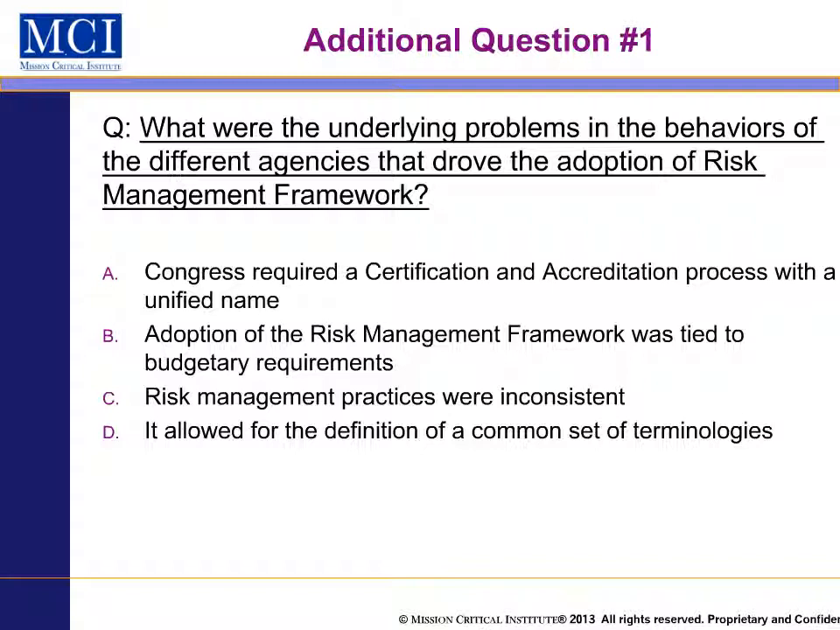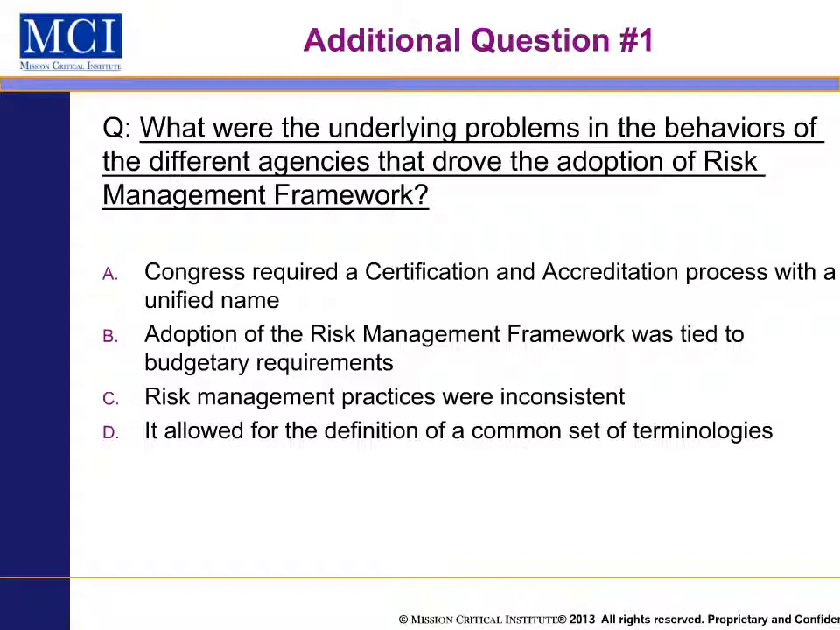Well, think about the previous question. We said that whenever you see certification and accreditation, that may set off red flags for you because it should be assessment and authorization if we're talking about risk management framework. However, again, we're talking about pre-risk management framework, so it's allowable. But in this case, what's it asking? It's saying, okay, we needed a unified name. Well, if you think about it, it wasn't so much that you needed a unified name. You needed a unified set of way of doing things. That's really what drove to the adoption.